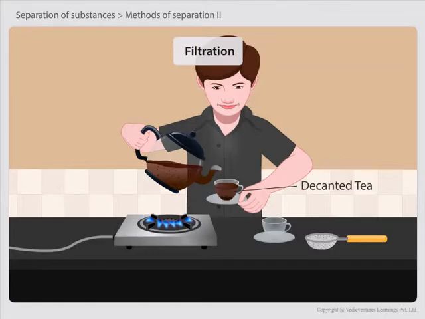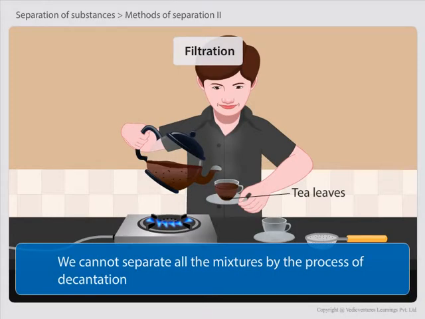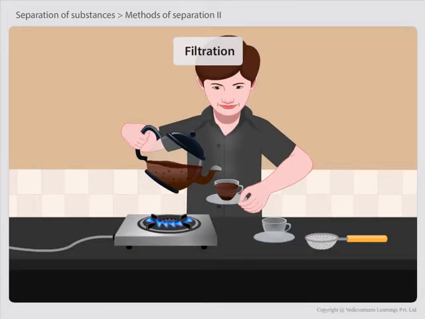Look at the decanted tea. What do you see? You will see that a few leaves are still in your tea. Thus, we can conclude that we cannot separate all the mixtures by the process of decantation. Then how do we separate all the tea leaves from the tea?